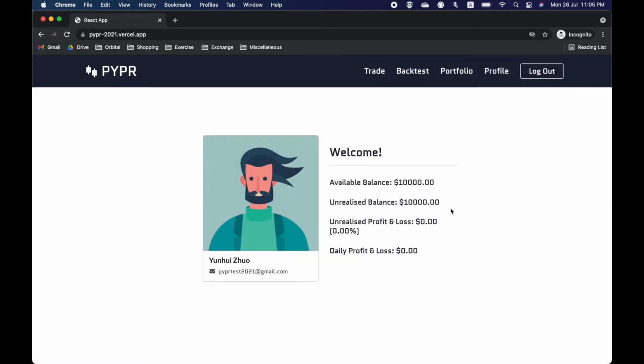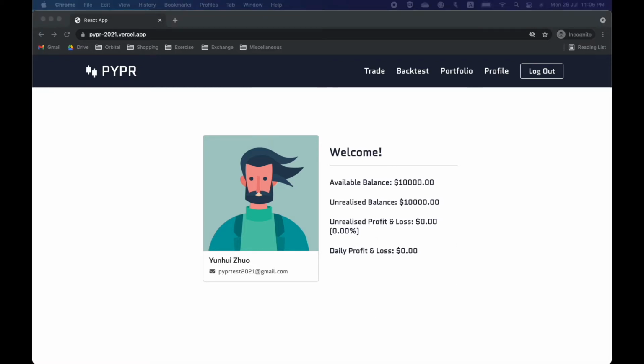So after signing in with their Google accounts, users will be redirected to the profile page, which displays their name, email, available balance, unrealized profit and loss, as well as daily profit and loss. New users will start with a balance of $10,000 in their trading accounts, hence making $10,000 the default values for available balance and unrealized balance.